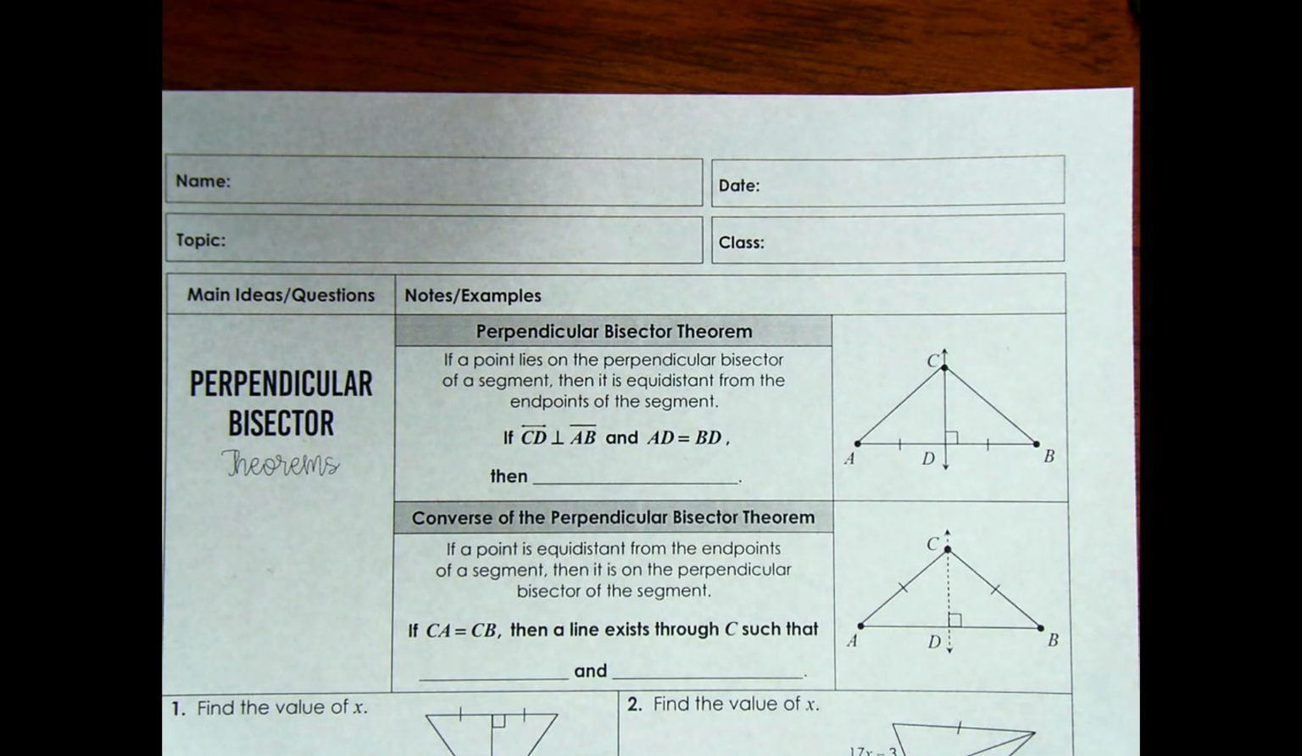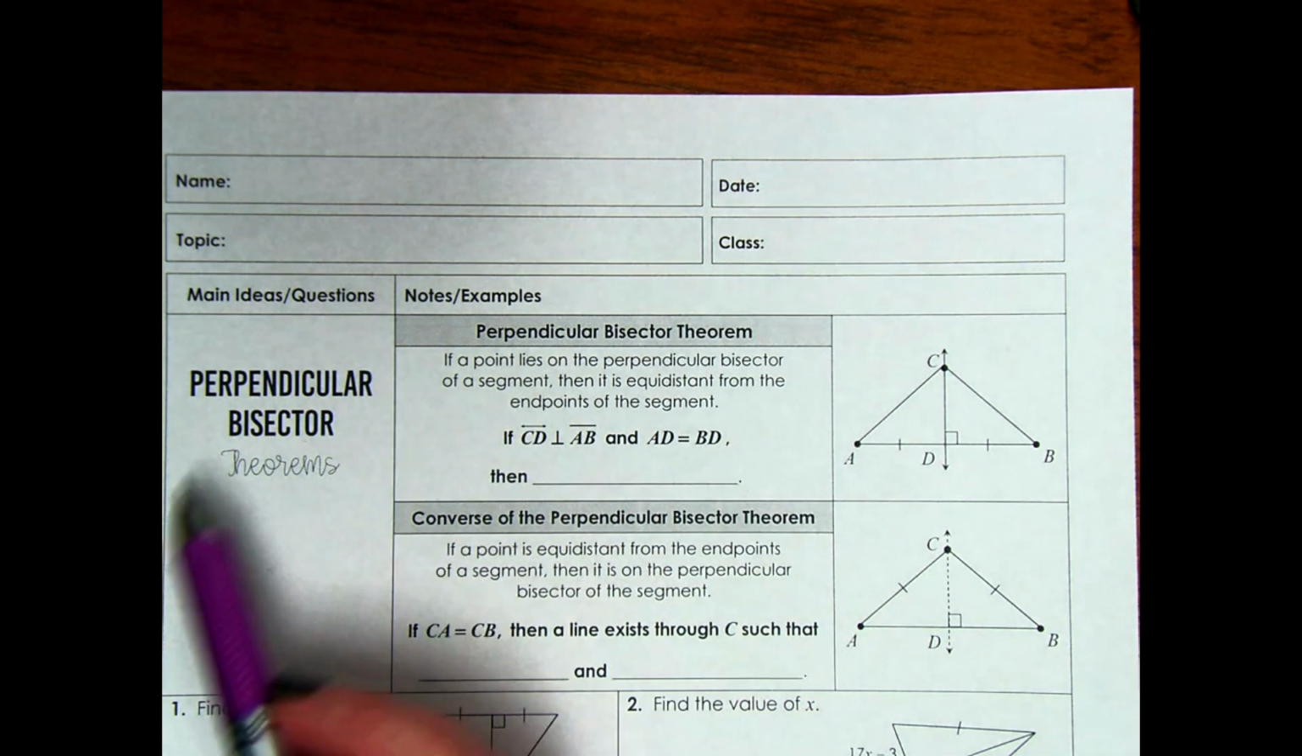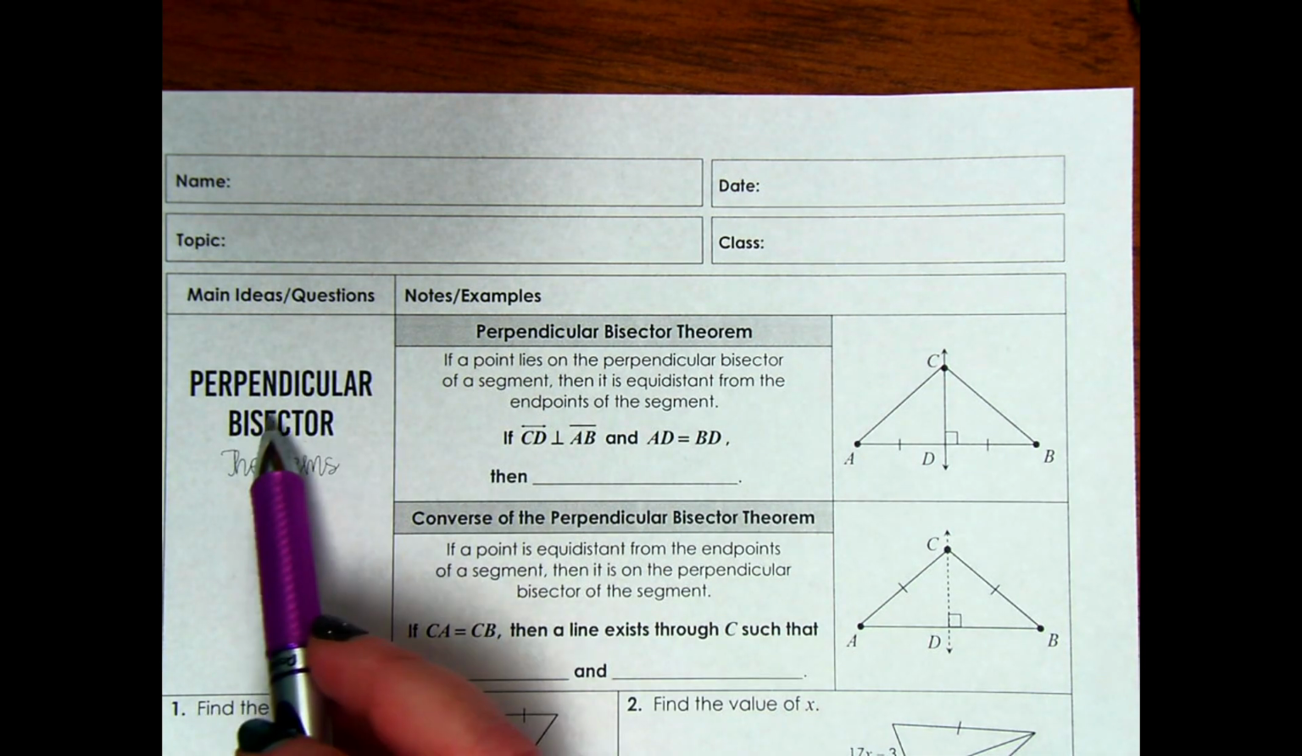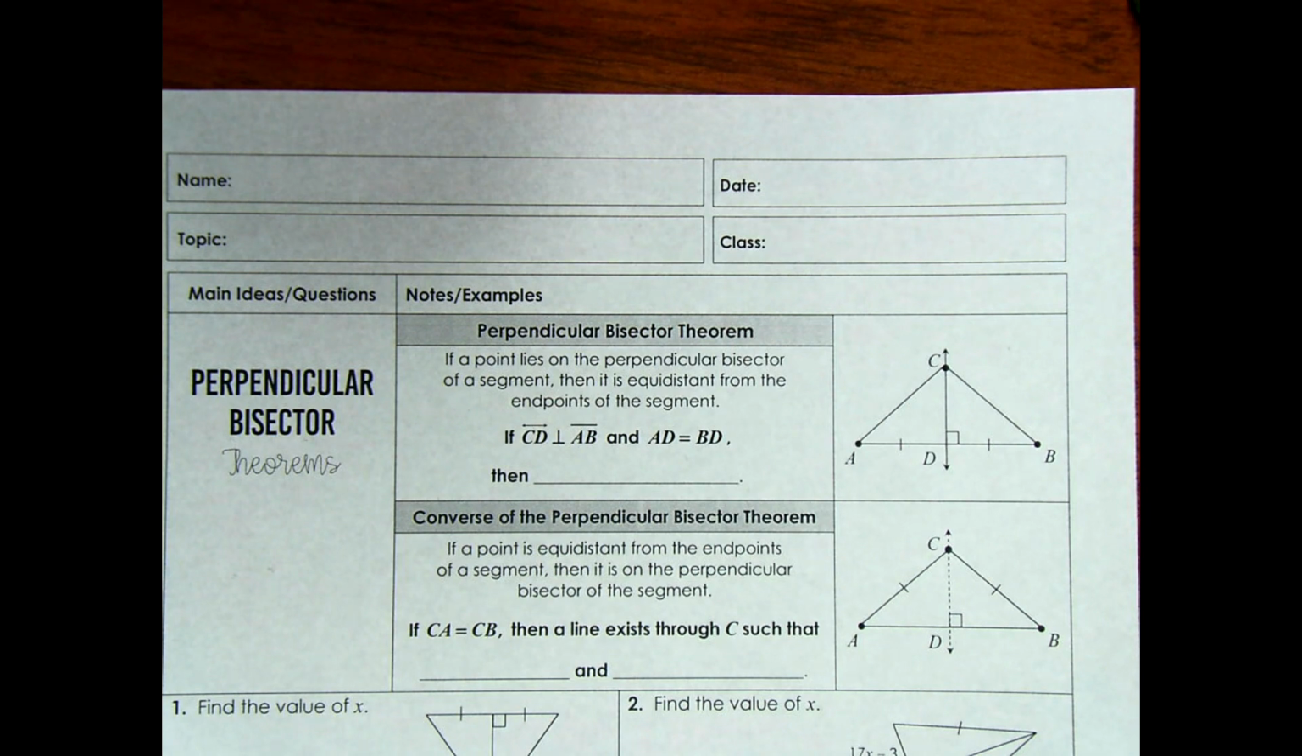This video is about perpendicular bisectors, and perpendicular bisectors are one of those nice things in geometry that tell you exactly what they are. If something is perpendicular, that means it forms 90-degree angles, and if it's a bisector, that means it cuts something in half. So a perpendicular bisector is literally perpendicular lines that cut things in half.